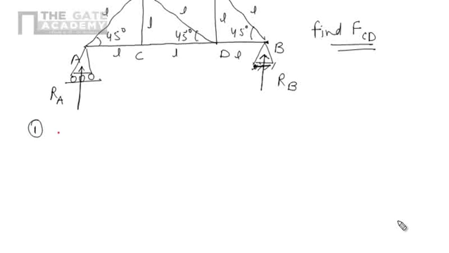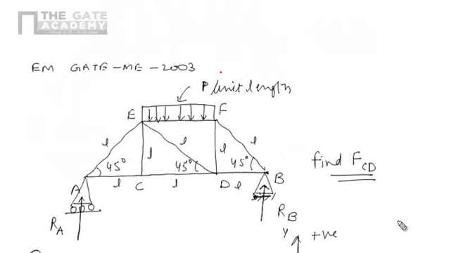Now apply the equilibrium condition based on vertical forces, that is, algebraic summation of all vertical forces should be zero, forces along y direction should be zero. So positive y is positive, negative y is negative. RA is acting in upward direction, so positive. RB is acting in upward direction, so positive. And this intensity, that is P per unit length, is acting on the L length, so total load will be P into L.